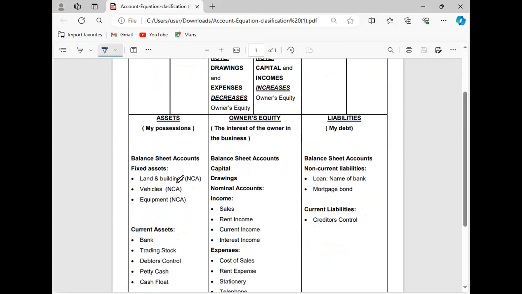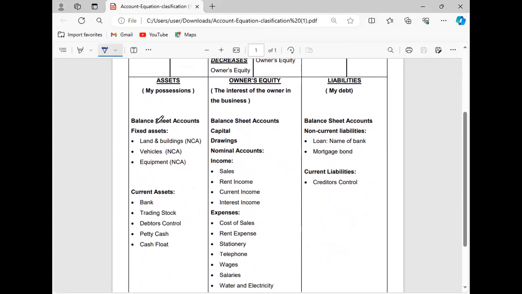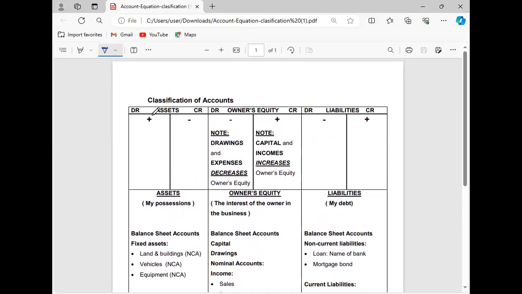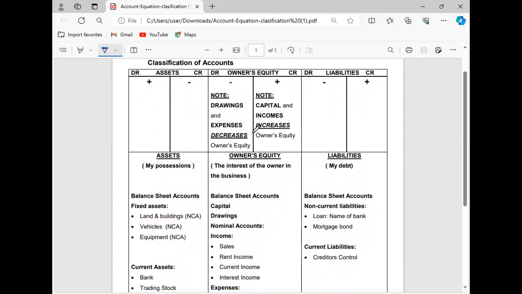Under assets we have fixed assets as well as current assets. Under fixed assets we have land and building, vehicle, and equipment, and under current assets we have bank, trading stock, debtors control, petty cash, and cash flow. What we need to know is that assets increase under the debit side while they decrease under the credit side.